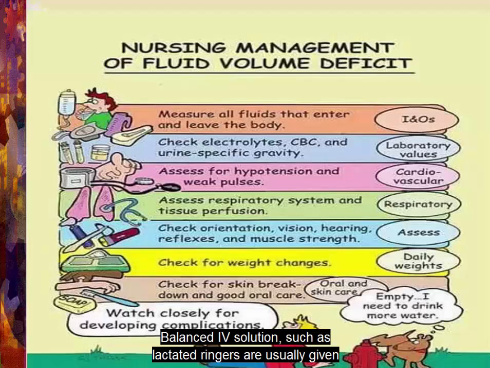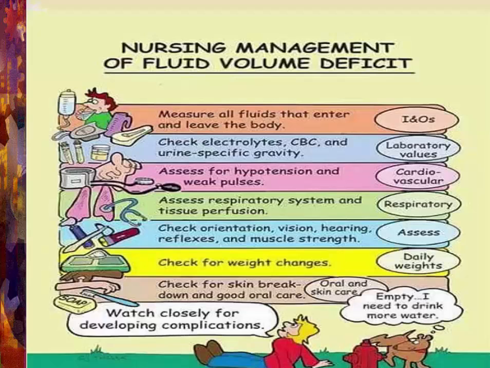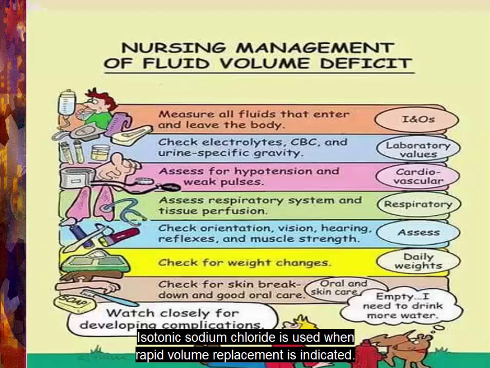Balanced IV solutions, such as lactated Ringer's, are usually given to replace both water and any needed electrolytes. Isotonic sodium chloride is used when rapid volume replacement is indicated. Now, blood is administered when volume loss is usually a result of blood loss.